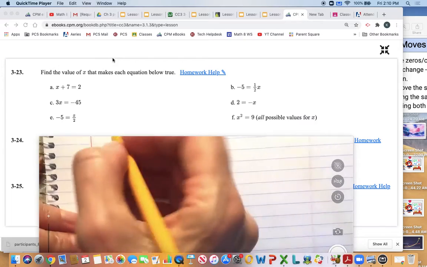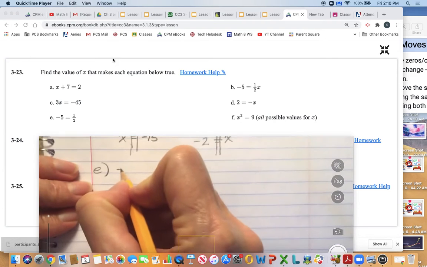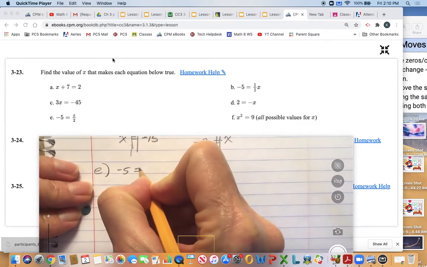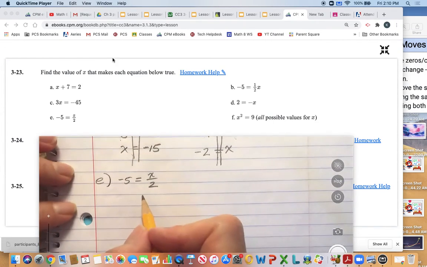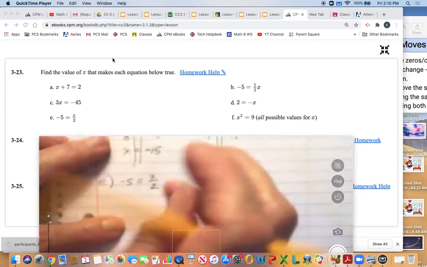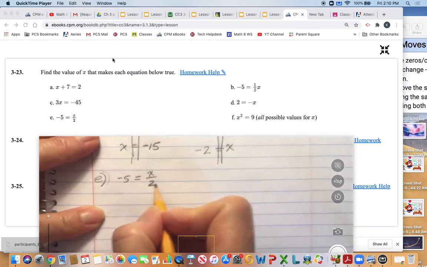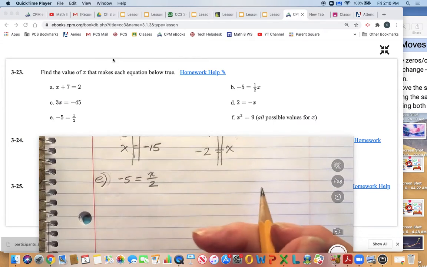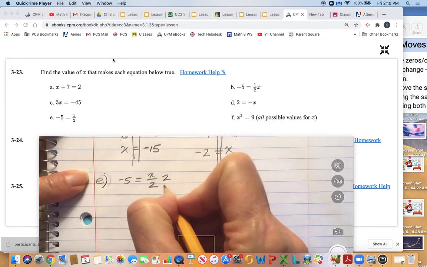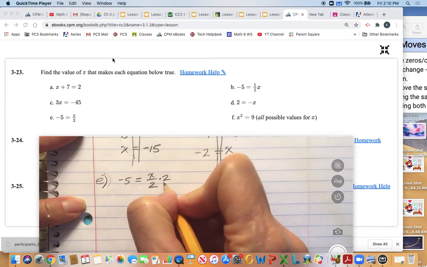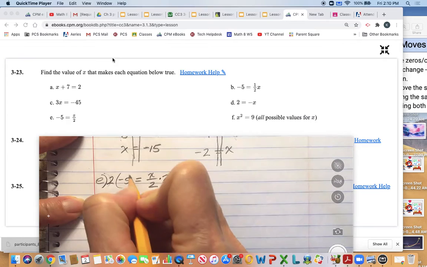All right, so now we will work on E, which is negative 5 is equal to x over 2. All right, so just as we can undo multiplication by dividing, we can also undo division by multiplying. And so to get this x by itself, we will multiply by 2 on this side, which is really 2 over 1. And over here, we will multiply by 2 also.